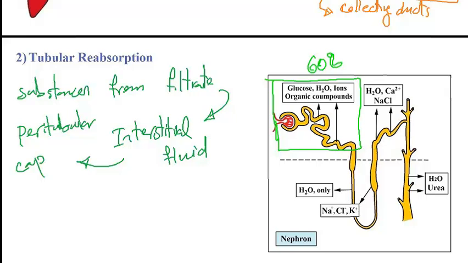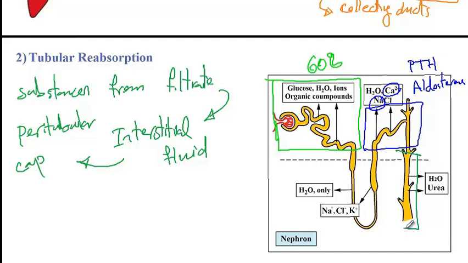Then we get to the distal convoluted tubule right here, where aldosterone induces reabsorption of sodium, while parathyroid hormone induces reabsorption of calcium. And then finally we have the collecting duct, which reabsorbs urea and water. Antidiuretic hormone acts on this segment in order to increase the number of aquaporins for enhanced reabsorption of water. Okay, so now we are done with the reabsorption component.